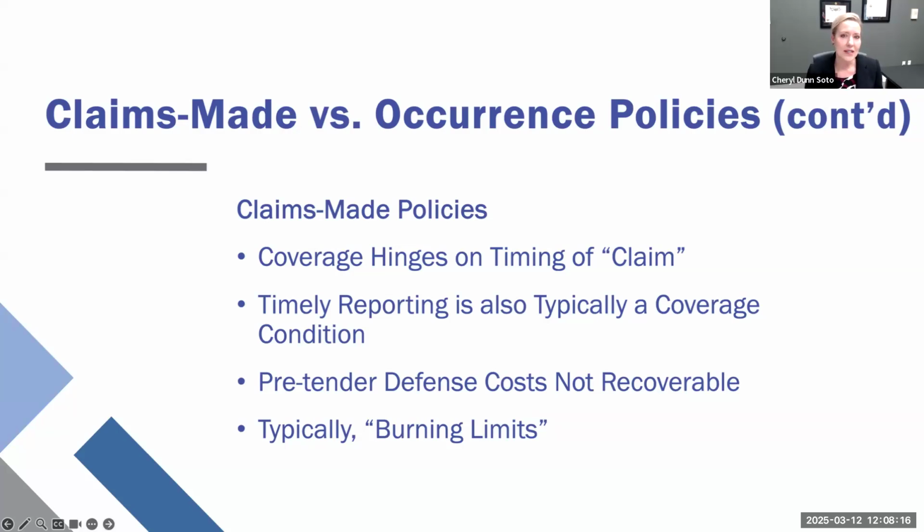So with claims-made policies, coverage hinges on the claim being made during the policy period. That's how you know which policy is on the risk. And timely reporting is typically a condition to coverage. So the policy will say you must report to us a claim either within the policy period or 30 days after the policy expires, maybe 60. Every once in a while, a policy will actually say within the policy period, and in any event, no later than 20 days after the claim is made.